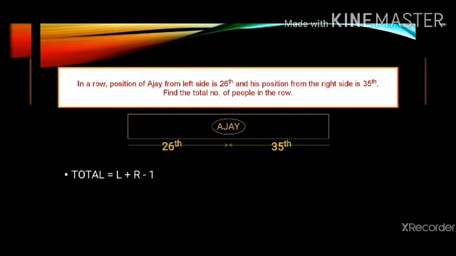Now we'll use the formula simply. I know that the total number of people in a row is left plus right minus 1. Left is what? 26. R is 35. Not the number of people, I want to know the position. When I am using this formula, again and again I am saying I am taking the position of the person, not the people. Now the total number of people, as you can see from the formula, is 60.